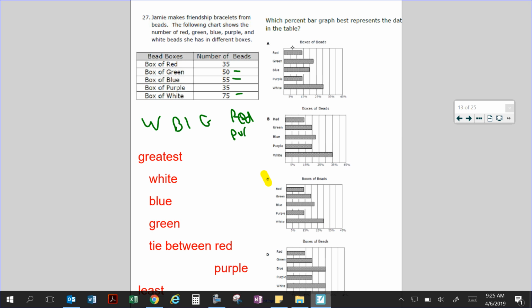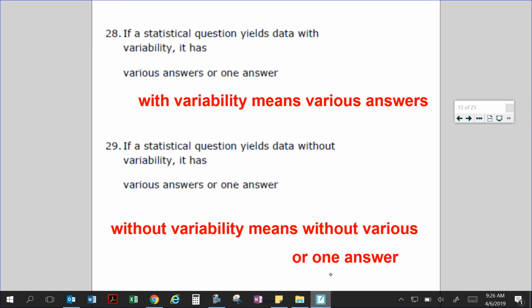And green's the second. Nope. White's the greatest. Then blue. Then green and purple tied. Nope. White's the greatest. Then blue. Then green and red and purple. Maybe. White and blue are the greatest. So C makes sense. Look at the magnitude. And last but not least, our last three questions are about variability.